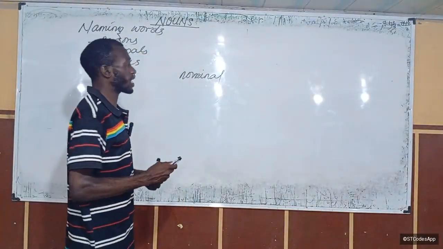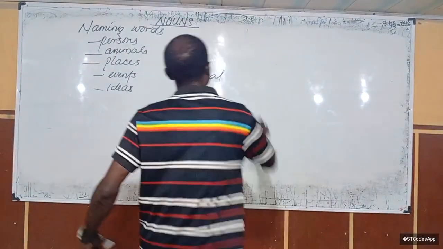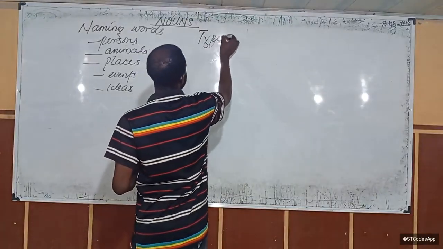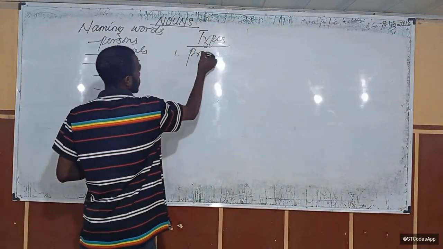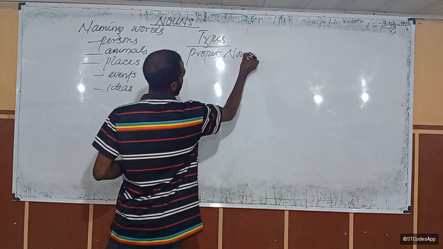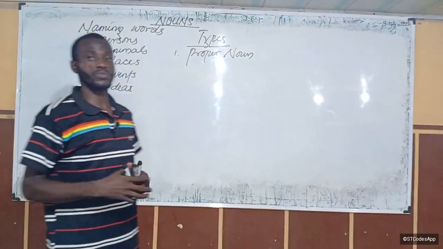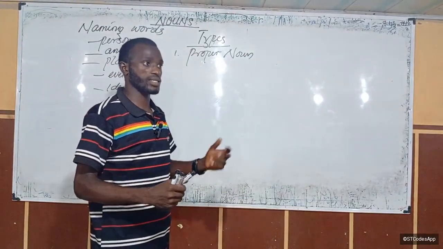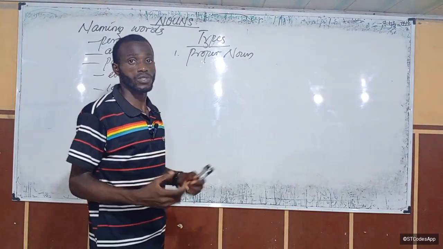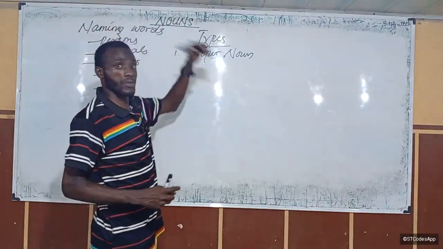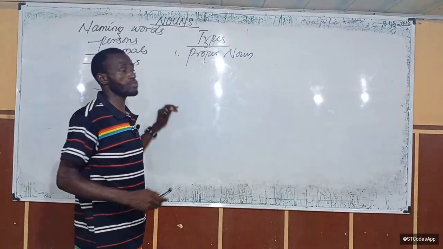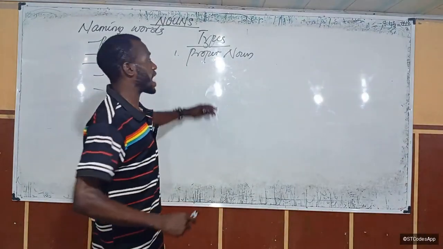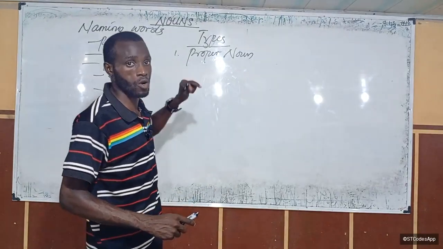Now, another thing you should know is the types of nouns that we have. We have one, the proper noun. So what is a proper noun? Proper nouns are practically names of persons, names of places, sometimes even names of animals. Primarily they are names of persons and places. One rule of thumb is that they are usually capitalized wherever they come in the sentence.